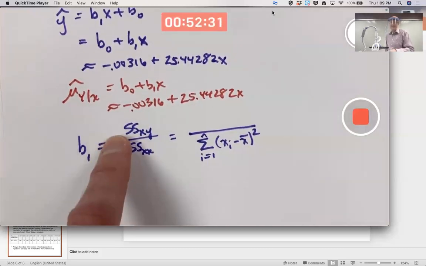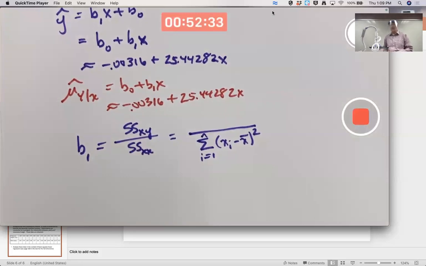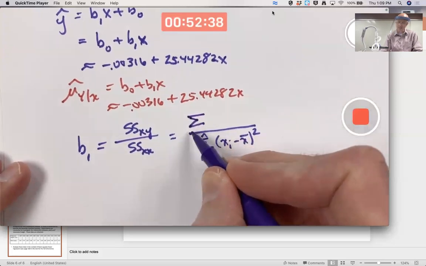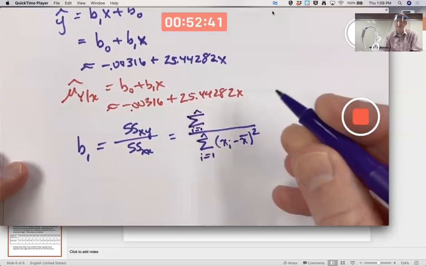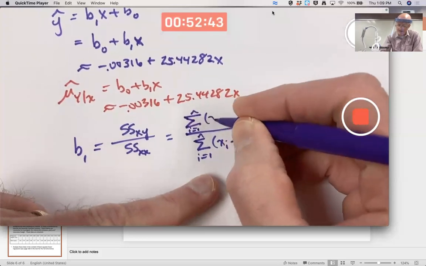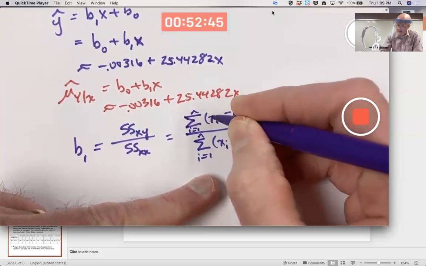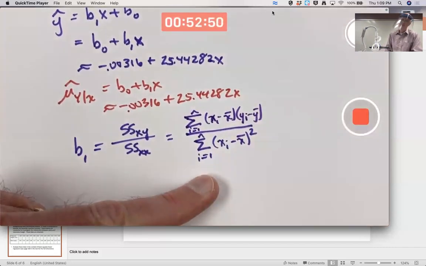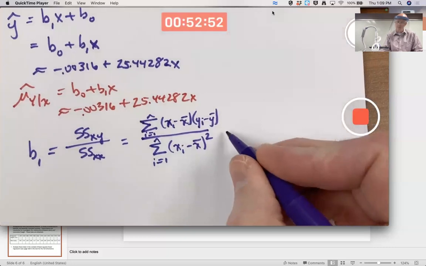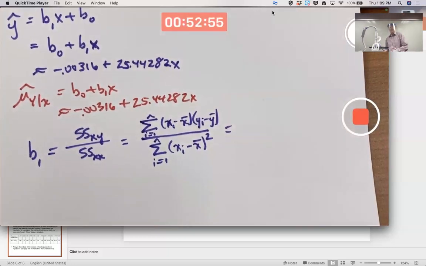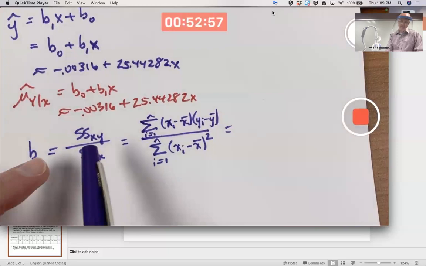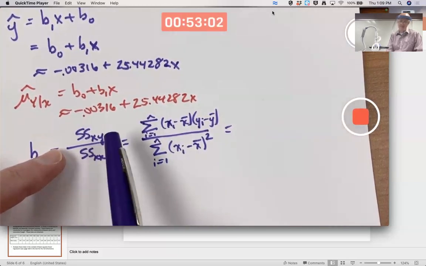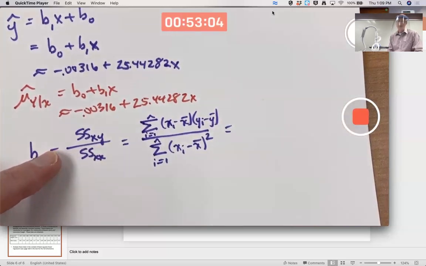The numerator, this SS in the numerator, is not technically a sum of squares, but for the sake of convenience, we call it SS anyway. It's a summation of a product. The first factor of the product is xi minus x bar, and the second factor is yi minus y bar. So that's not truly a sum of squares, but we call it SS anyway, just for convenience. And the first factor again involves x's, and the second involves y. That's why there's an x and a y there.